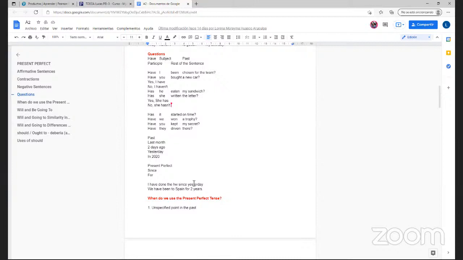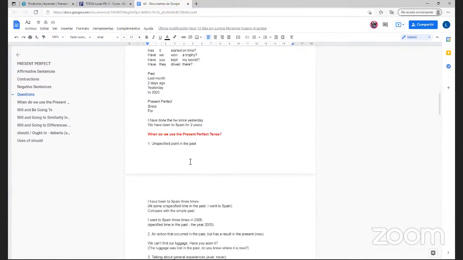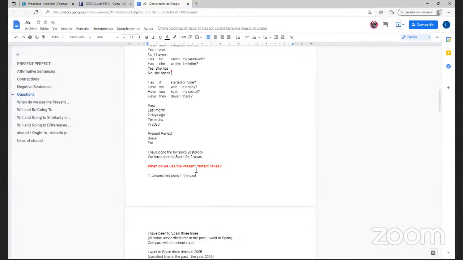The only definition that we're gonna see is that in present perfect, we don't have a specific time. We never will have a specific time. So is it okay until this explanation? Maybe do you have some question? No, it's okay. Perfect.